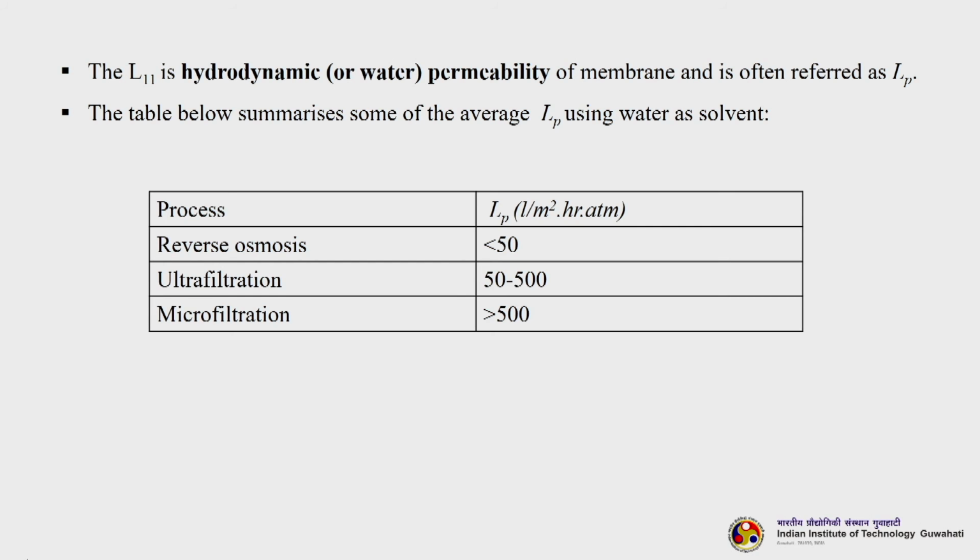So, L11 is the hydrodynamic or water permeability of the membrane and is often referred to as LP. Please do not be confused by different notations in different books. L11 is the hydrodynamic or water permeability, also known as LP. The table summarizes some average LP values using water as solvent. For reverse osmosis it is less than 50, ultrafiltration 50 to 500, microfiltration greater than 500. The unit is liter per meter square hour atmosphere.